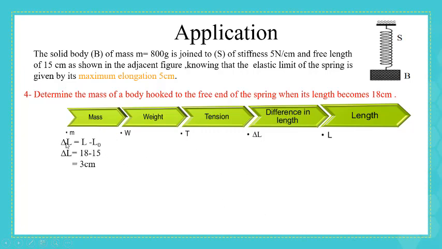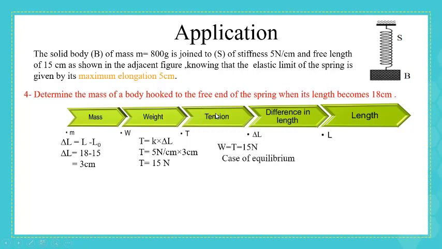Difference in length, it's delta L equals L minus L0. It's 18 minus 15, L0 is 15. It's 3 centimeter. Now we have the difference in the length. We have the elongation delta L. Now we can apply Hooke's law. T equals K delta L. K is given 5, delta L is 3, then it's 15 Newton. So we know now the tension.